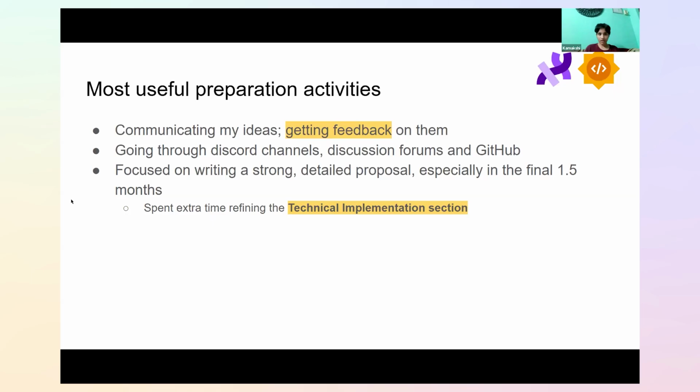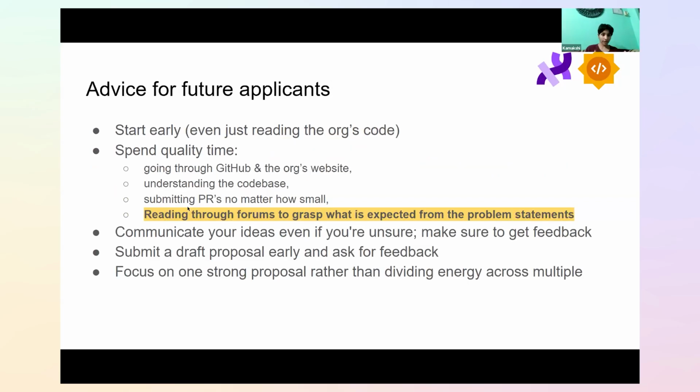So if I had to give advice to someone applying for GSoC in the future, the first thing I would say is start early, even if it's just reading the code base or exploring the GitHub repo, because it makes a huge difference over time. Take your time to understand how the code base is structured, go through all the GitHub issues, and follow community discussions. And as I mentioned earlier, even submitting the smallest of PRs can help you build confidence over time.